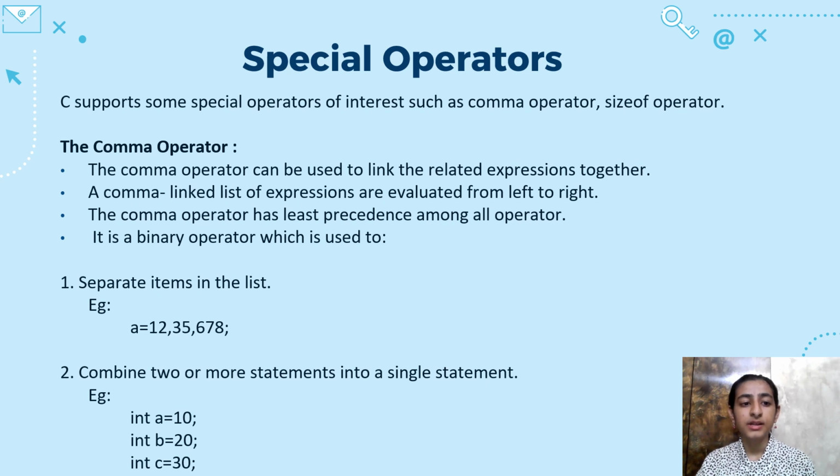Special operators. C supports some special operators of interest such as comma operator and sizeof operator. Let us know these two in detail. The comma operator can be used to link related expressions together. A comma-linked list of expressions is evaluated from left to right. It has least precedence among all operators. It is a binary operator which is used to separate items in the list and combine two or more statements into a single statement. Example, int a = 10, b = 20, c = 30.